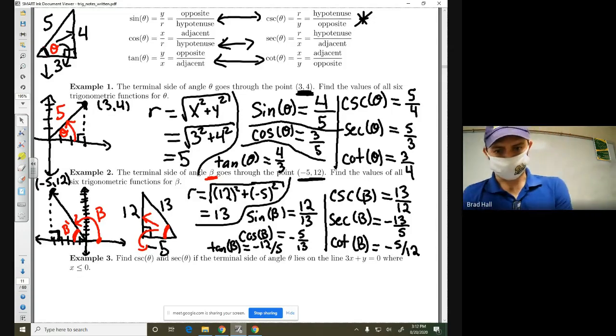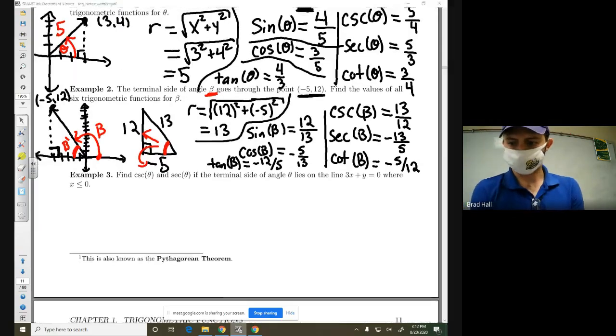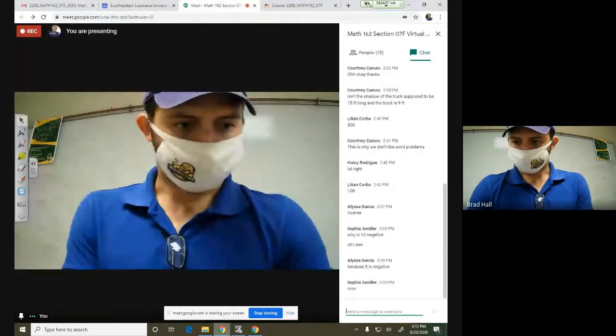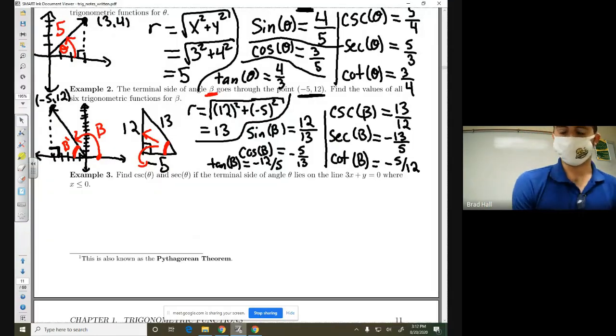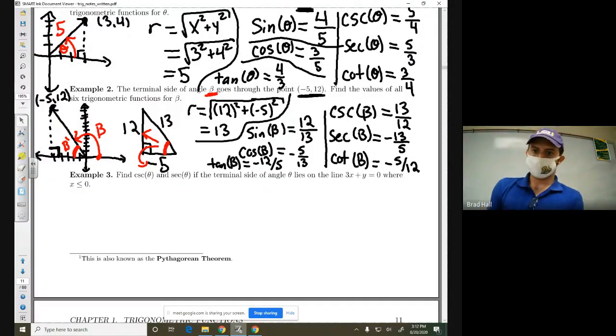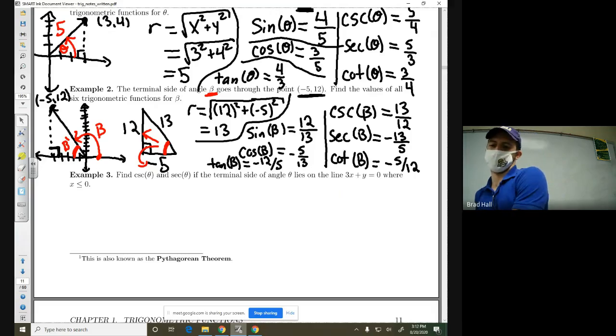I'll do one more, we'll call it a day. Okay, so example 3 is a little bit trickier. Find just 2 of the 6 trig functions given something about a line and then some condition. Well, I don't see an ordered pair, but really what example 3 says is they're giving you the equation of the terminal line.